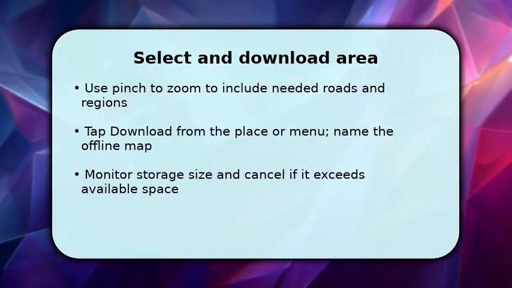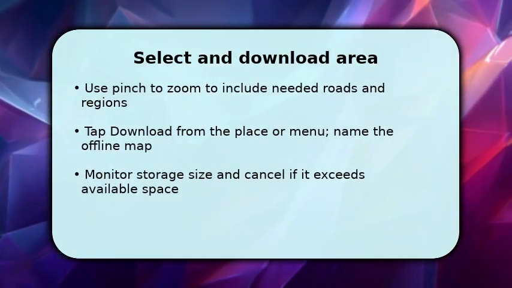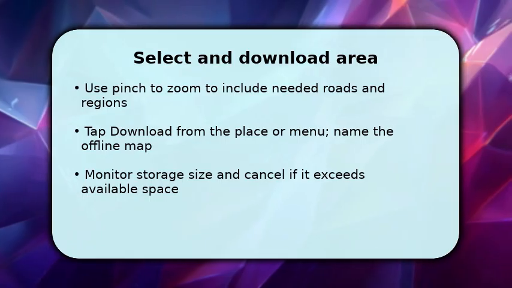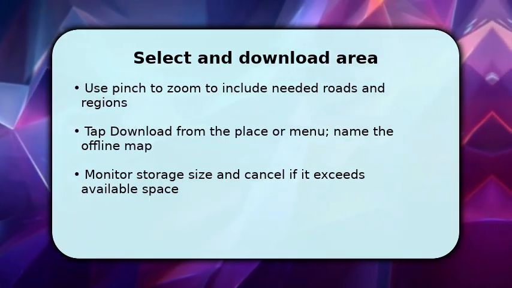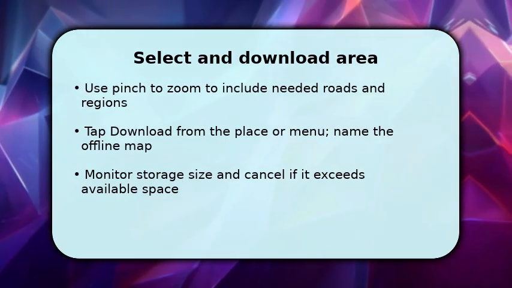Now focus the map on the exact region you want offline by pinching and dragging. Include highways and key turns. Once framed, tap Download. You can rename the map for quick recall.